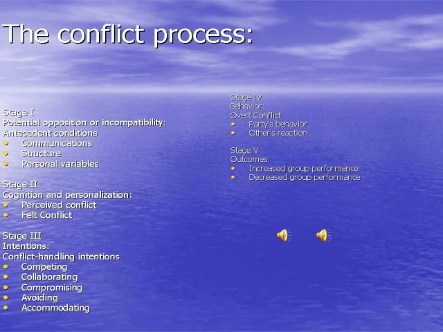It is at the felt level, when individuals become emotionally involved, that parties experience anxiety, tension, frustration, or hostility. Stage 3. Intentions. Intentions intervene between people's perceptions and emotions, and their overt behavior. They are decisions to act in a given way.